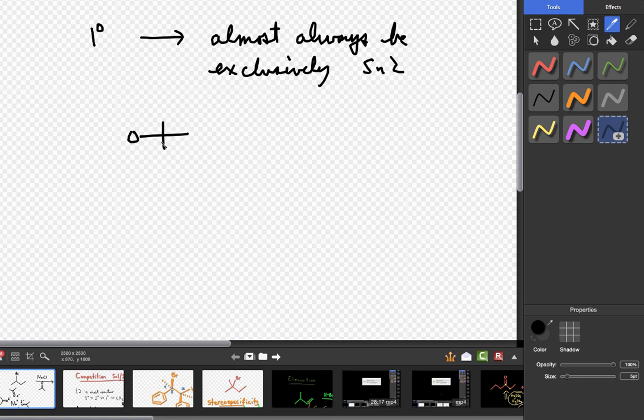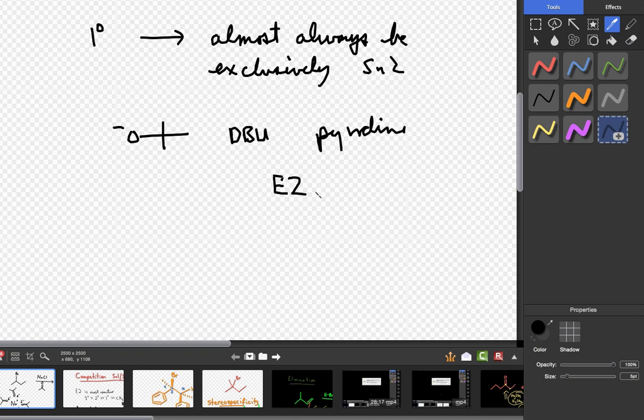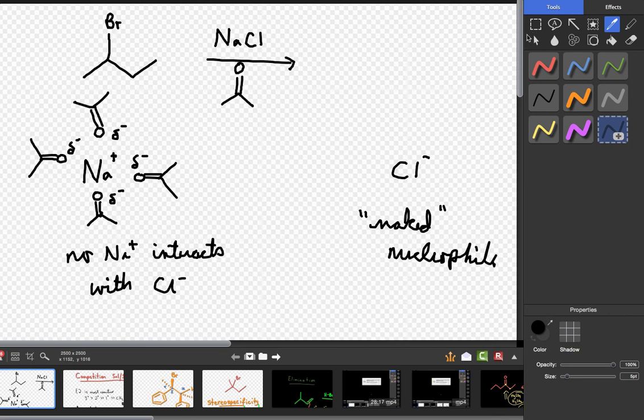So like t-butoxide, or DBU, or pyridine. I can make these E2 mechanisms. So that's the competition we see between substitution and elimination with a variety of different substrates. So this brings to a conclusion the essential information on elimination chemistry. And so now you just need to apply this to whatever questions you're attempting to answer.